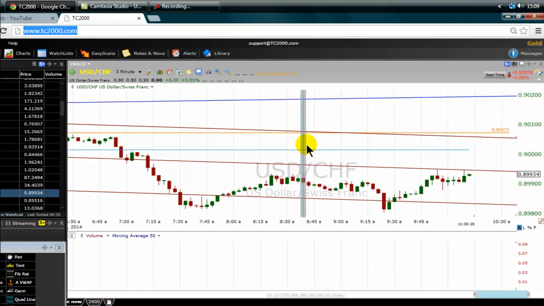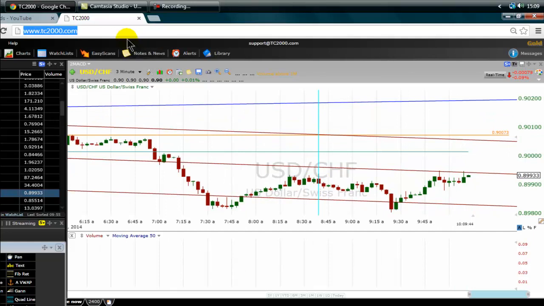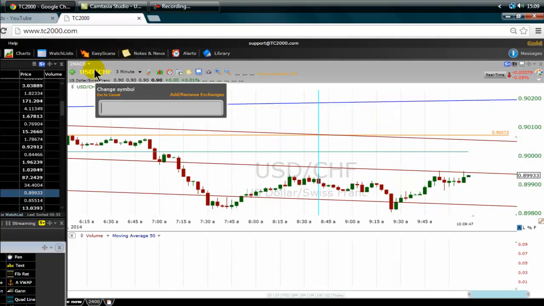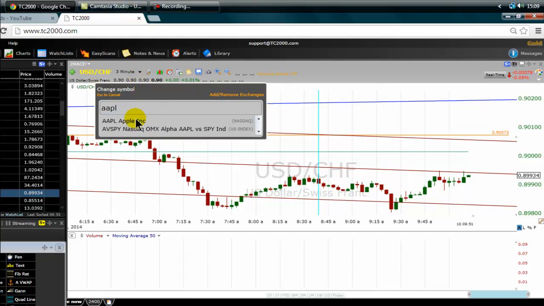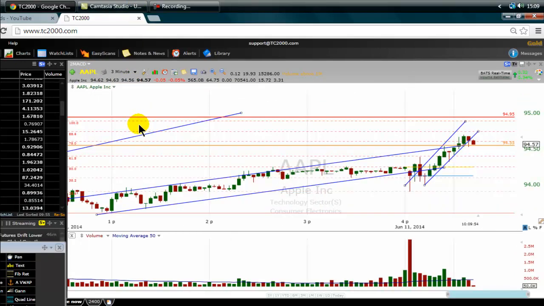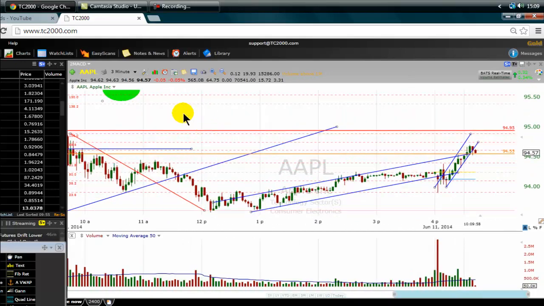So far, since we paused the video right here, it went down to this point. As you can see, it's still below the median line of the pitchfork tool that we have drawn on the 30-minute chart. So I leave it as it is now. But for the moment, I'll go back to Apple stock, which I need to monitor carefully. Sold it at 9455.